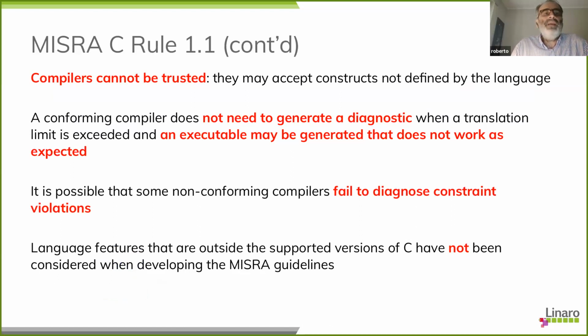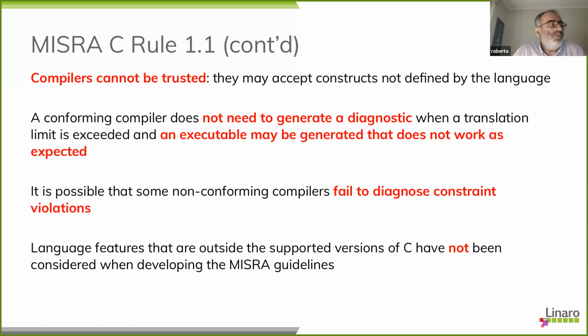And one might think, well, if the compiler accepted that it has to be C, right? It says to comply to rule 1.1. Well, no, compilers cannot be trusted. They typically accept constructs not defined by the language. And also, a conforming compiler does not need to generate diagnostic whenever a translation limit is exceeded. The standard says that the compiler needs not generate diagnostic, and many compilers do not generate diagnostic, and still they may generate an executable that doesn't work as expected. And also, several compilers, technically speaking, are not conforming, and fail to diagnose constraint violations.